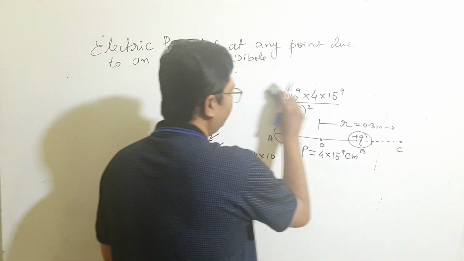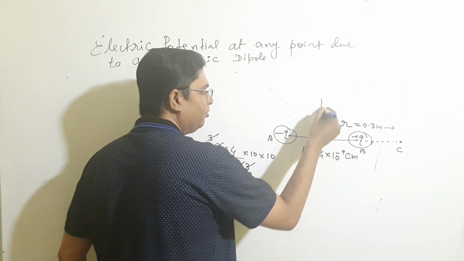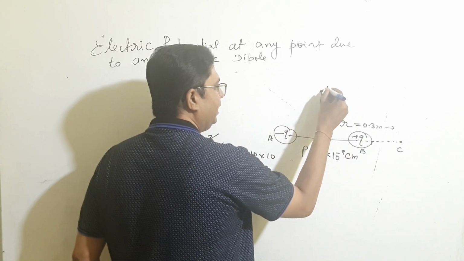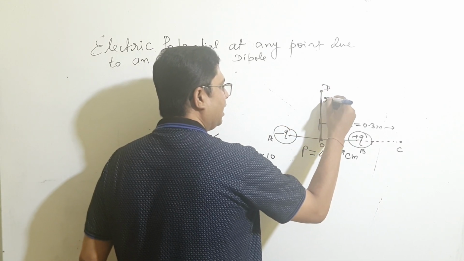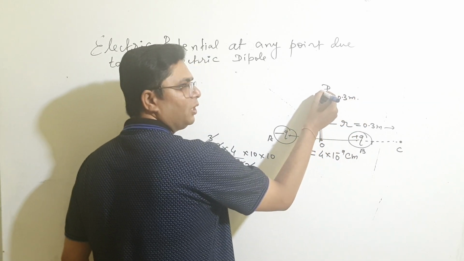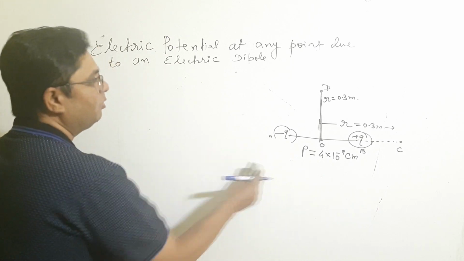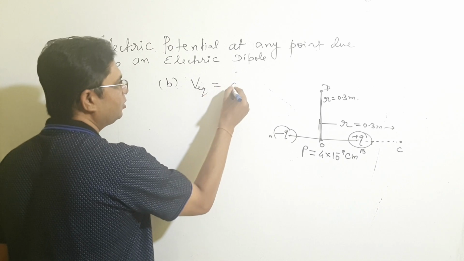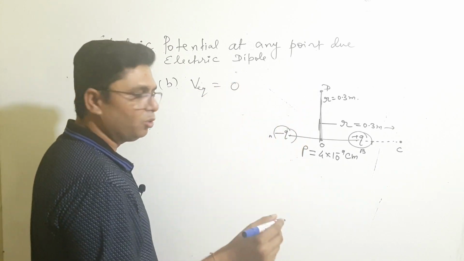Now the second part. If I take a line here and this point is D, OD is again R, and R is the same 0.3 meter. Then what will be the value of potential here? So this is an equatorial point, and we know that V equatorial is equal to 0 in any situation. So the potential here is 0.